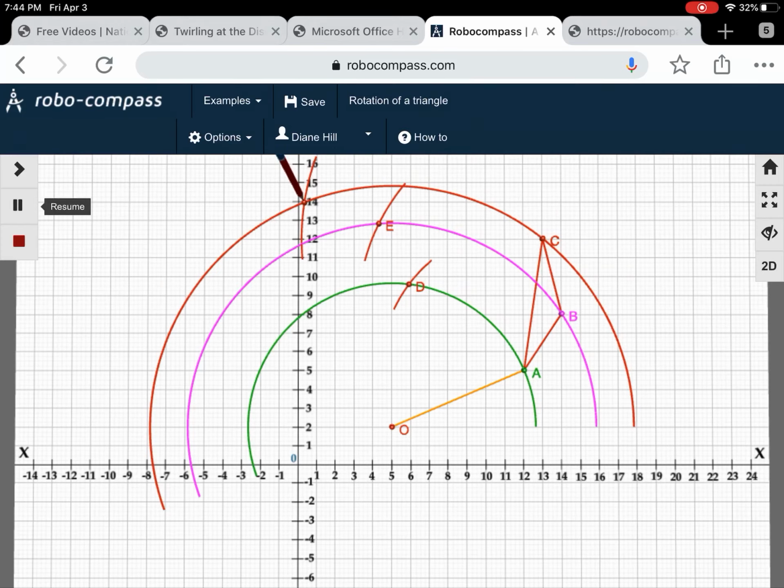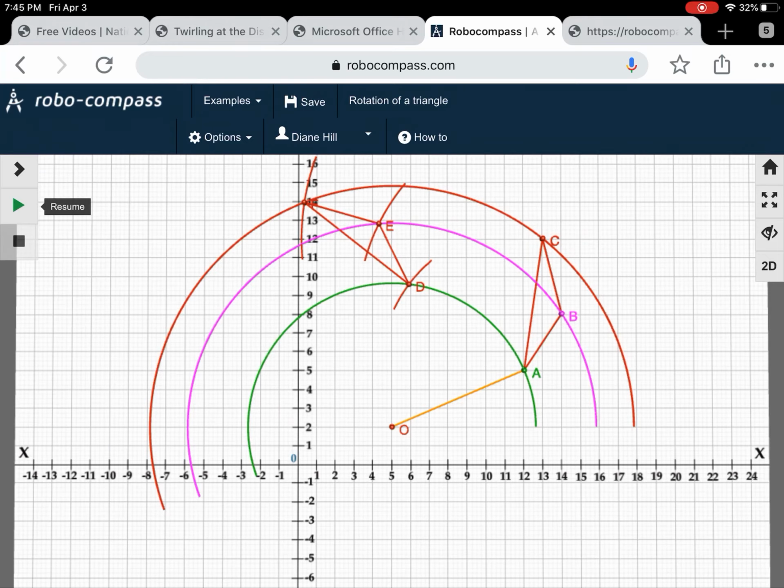So now he's doing it again and again. Each time, whatever the distance is from O to B, that's how far we mark B on that circle. So there is the congruent triangle. We know that triangle ABC is congruent to triangle DEF. So the image of A has to end up on that circle, and the image of B has to end up on that circle, and the image of C has to end up on that circle. And that's how we construct a rotation.